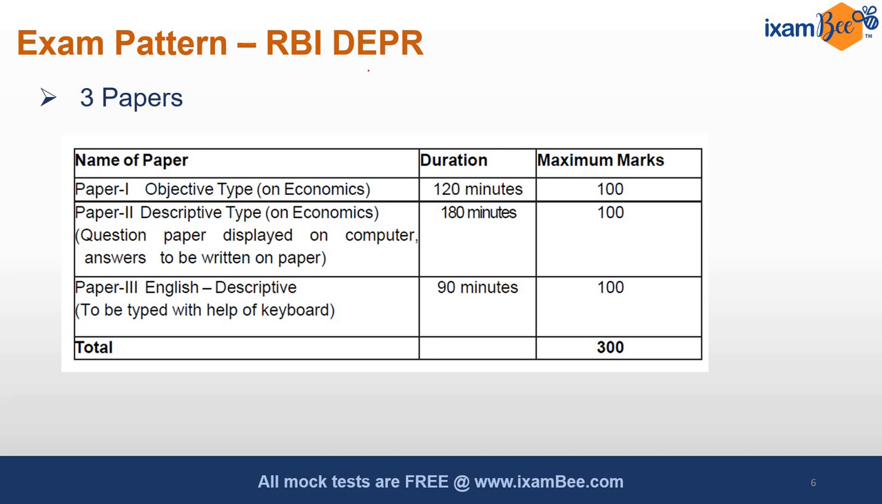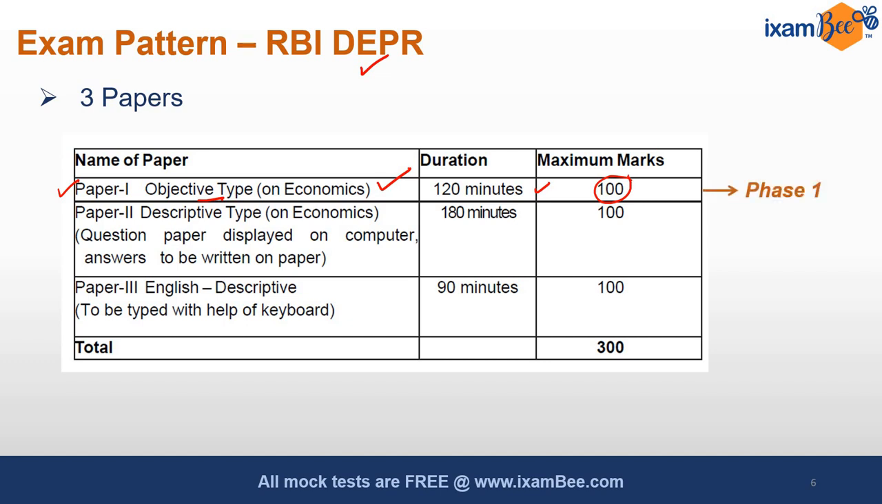So RBI DEPR, as I discussed in my previous video also, is a three-phase examination. Phase 1 has one paper of objective type on economics. You are given 2 hours to write this examination. It's all objective type, and the maximum marks is 100 marks. So this is phase 1 of the examination.